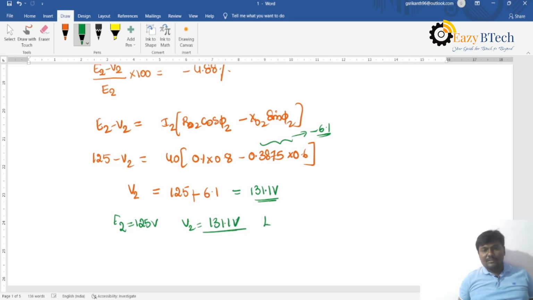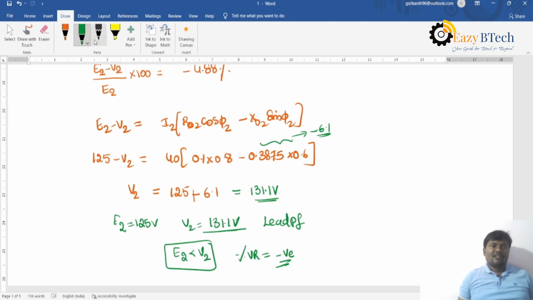This is possible for leading power factor only. In this, E2 is less than V2. That's why the percentage voltage regulation I am getting is a minus value, or negative value. So this is a most important problem and a repeated problem in all the universities. The problem is on voltage regulation of a single phase transformer.